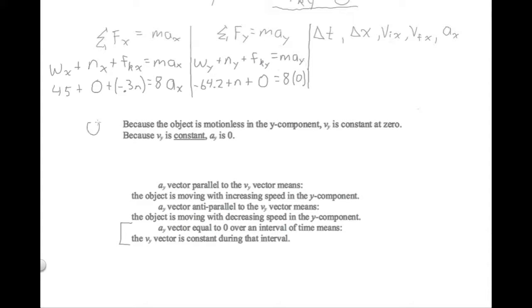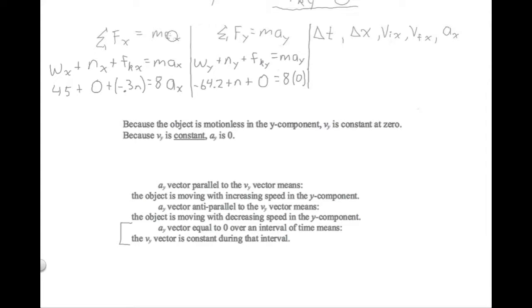Can we plug in 0 for a sub x? Definitely not. The object obviously is not motionless in the x component. And also remember we saw that because the object starts from rest and then starts moving, we know that the velocity is changing in the x component. Since the velocity is changing in the x component, we actually know that a sub x is not 0. So it would definitely be wrong to plug in 0 for a sub x. Treat the 2 components separately.